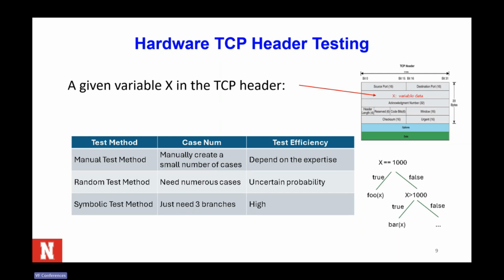For the hardware TCP stack, we compare the 3 methods: manual testing, random testing, and symbolic testing. With manual testing, we need to test a lot of conditions, and it also depends on our experience. With random testing, we need to create numerous test cases, but the coverage is uncertain. But symbolic execution includes the 3 paths and will cover all the conditions. It will save a lot of time.